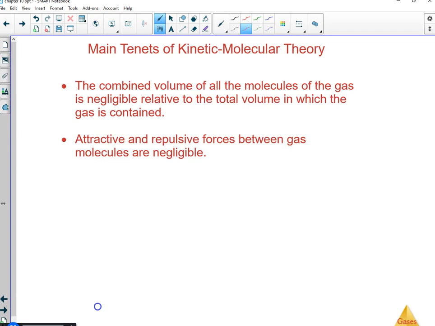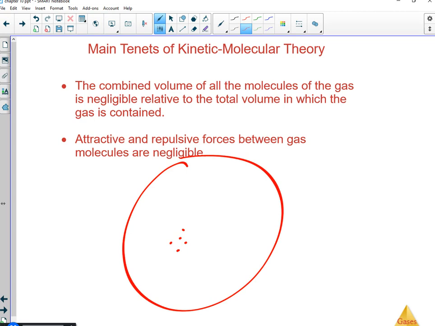All right, next, the combined volume of all the molecules of the gas is negligible relative to the total volume in which the gas is contained. So what that's saying is if we have a balloon, the actual volume that the molecules of gas occupy, their literal molecules, is extremely small compared to the total volume of the thing that it's in, so we can ignore it. Okay? So when we talk about the ideal gas law, we ignore the fact that the actual molecule itself occupies volume because it's so small comparatively.